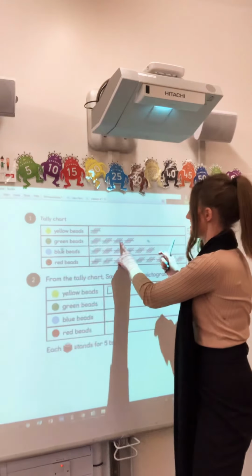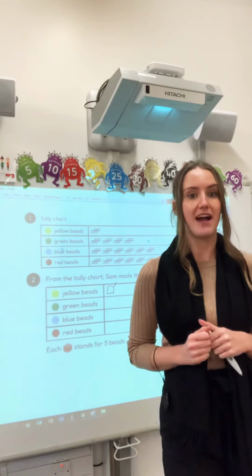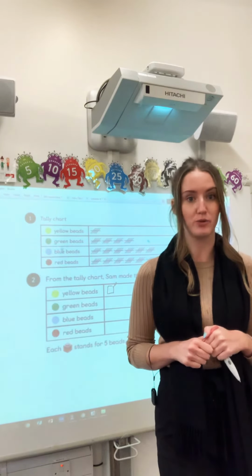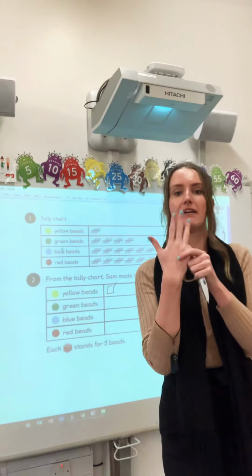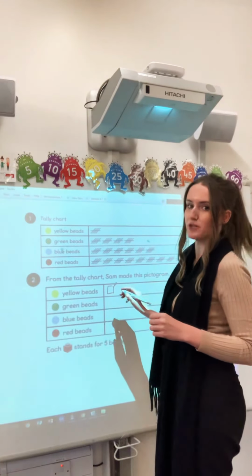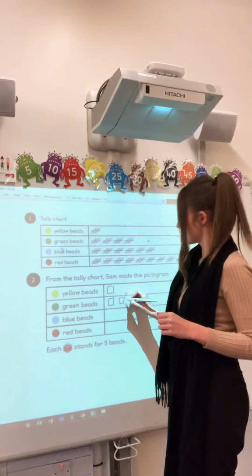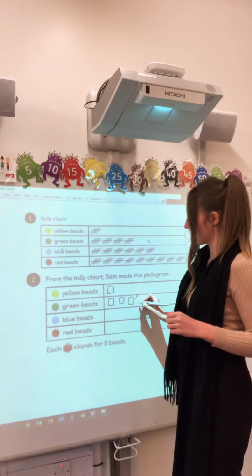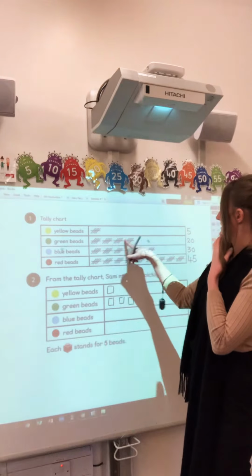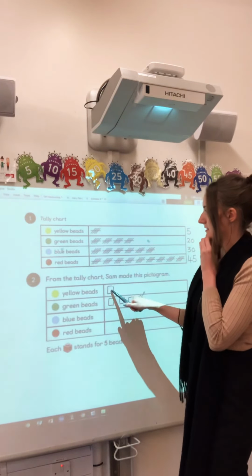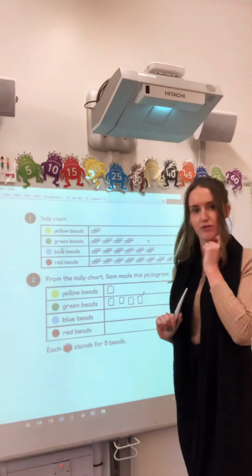Okay, so the green beads, there are 20. If you know your 5 times tables, you might know how many 5s are in 20. And you might know how many cubes we will need. 5, 10, 15, 20, we need 4 cubes. Let's count as we do it just to check. 5, 10, 15, 20. And there's 20 there. Okay, it looks very similar to this tally. So 4 groups of 5.